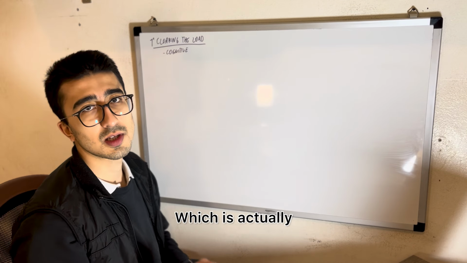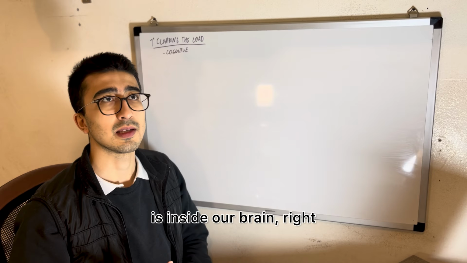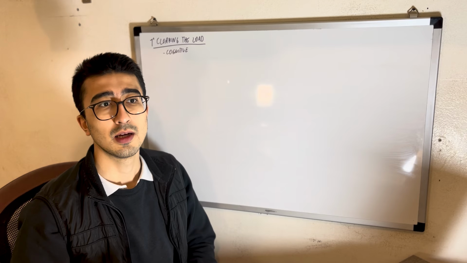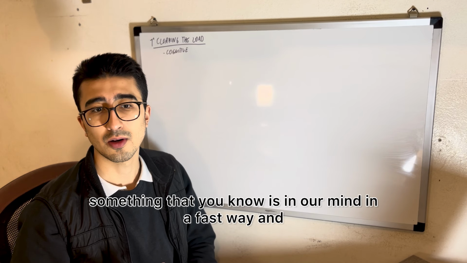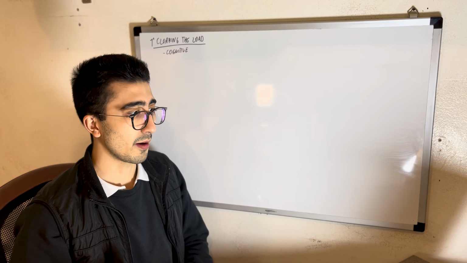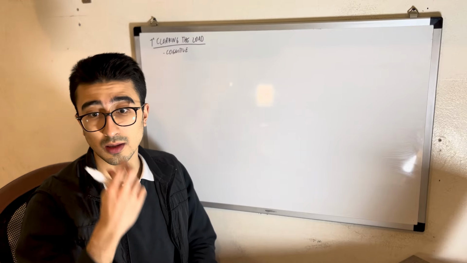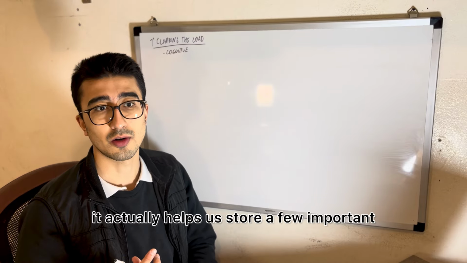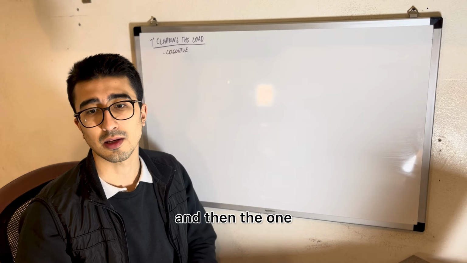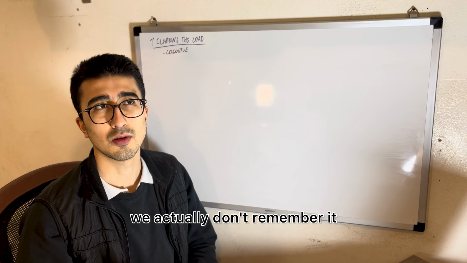The cognitive, right? Which is actually what our brain can manage, what is inside our brain. Think of it like a RAM, something that is in our mind in a fast way, exactly like a RAM. It actually helps us store a few pieces of information, 3 or 4 at a time, and the ones that we don't consider to be important, we actually do remember.